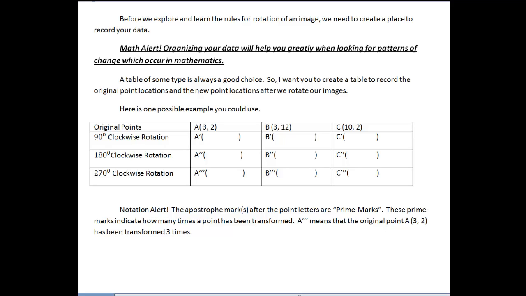So I want you to create a table to record the original point locations and the new point locations after we rotate our images. Here's one possible example you could be using. It looks like the table below. And the notation alert: the apostrophe marks after the point letters are prime marks. These prime marks indicate how many times a point has been transformed, meaning that A triple prime means that the original point A (3, 2) has been transformed 3 times.